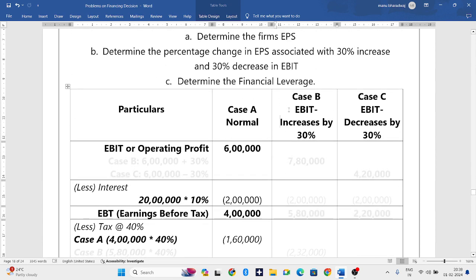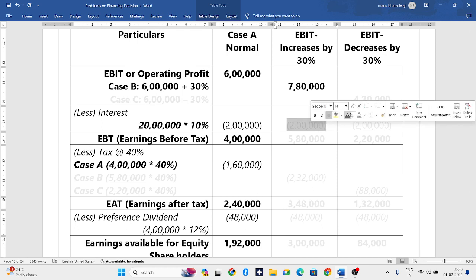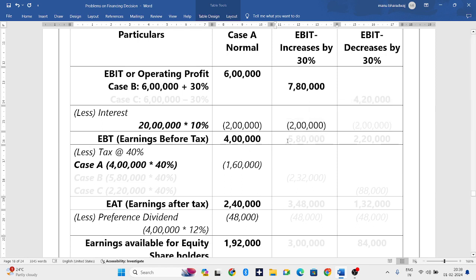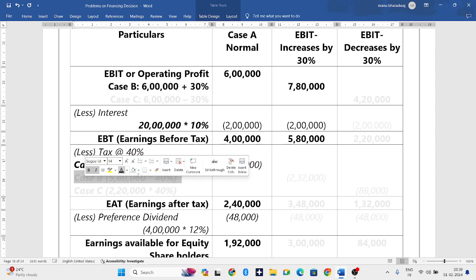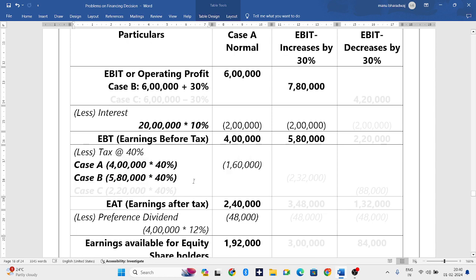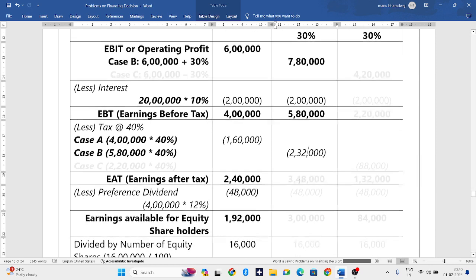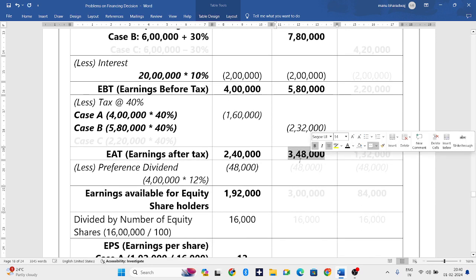Next, case B, if EBIT increases by 30%. 6 lakh was the actual EBIT, so I will increase it by 30%. The EBIT becomes 7,80,000. From that you have to reduce interest, which we found to be 2 lakh. The difference will be 5,80,000. That is earnings before tax. On this we have to charge 40%, that is the tax rate. 5,80,000 into 40% will be 2,32,000. The remaining will be 3,48,000. That is earnings after tax.